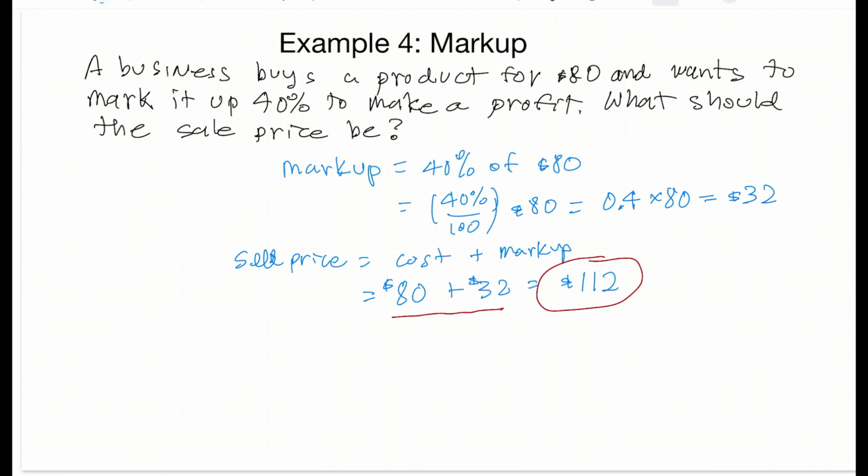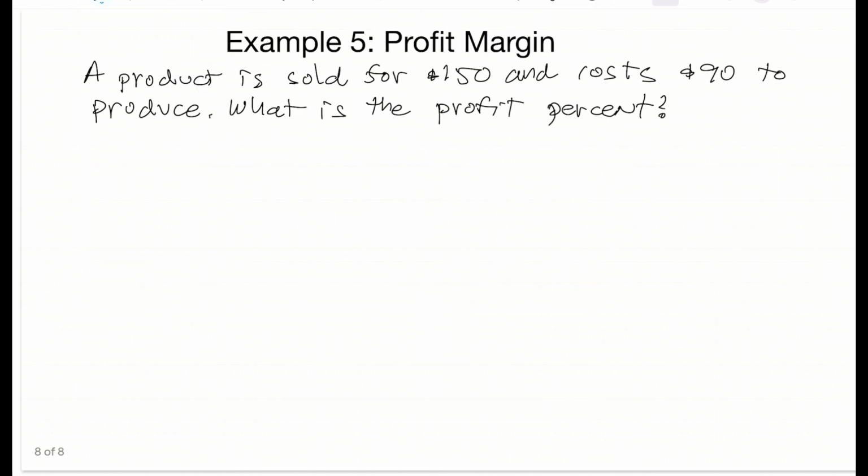All right, let's do one more example. Profit margin. A product is sold for $150 and costs $90 to produce. What is the percent profit? So this is similar to the last one, but a little different twist. So this time the profit is equal to the $150 that we sell it for, minus the $90 that is the cost to produce the item. So our profit is going to be the difference of those two, which is $60.